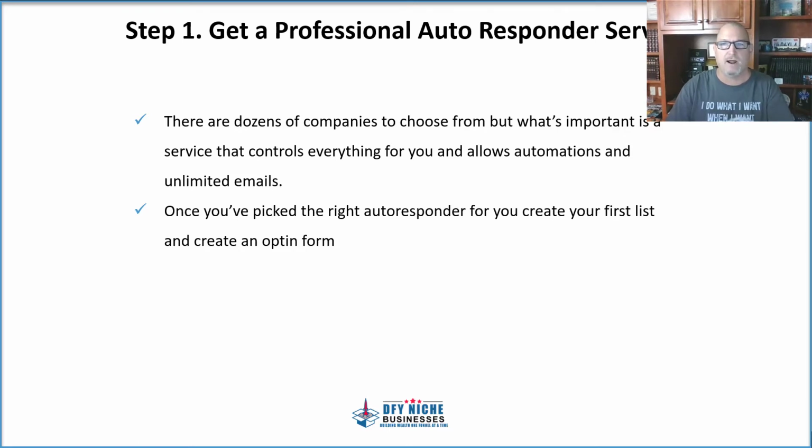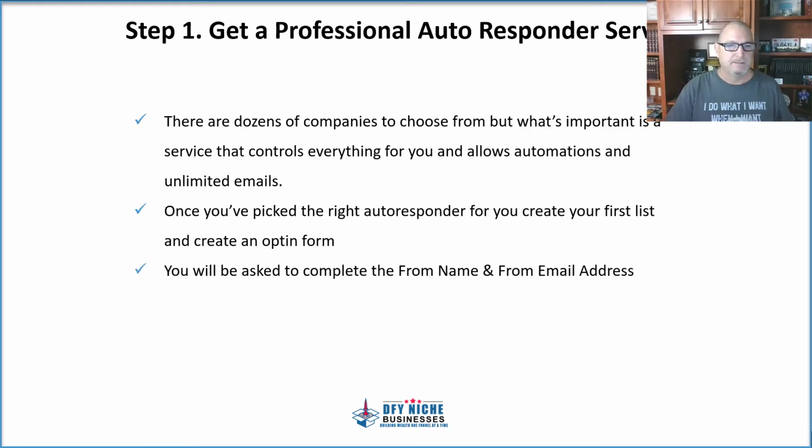So once you've picked the right autoresponder for you, you create your first list and then create an opt-in form. You'll be asked to complete the form name and form email address. All you're doing is going through here, reading your bullet point, and then talking about that bullet point a little bit.